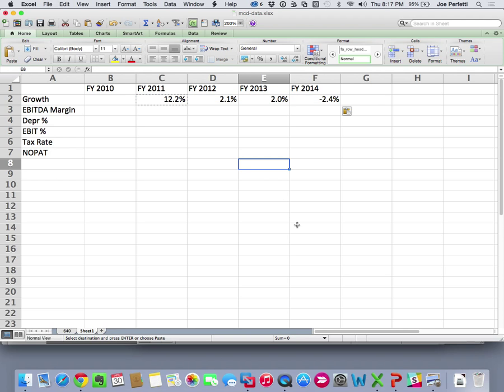But these have been McDonald's historical growth rates, plummeting from 12% to 2% to negative 2.4%. If you wonder why the CEO got fired, there you go. Like, that's just been a very bad track record in an improving economy, right?